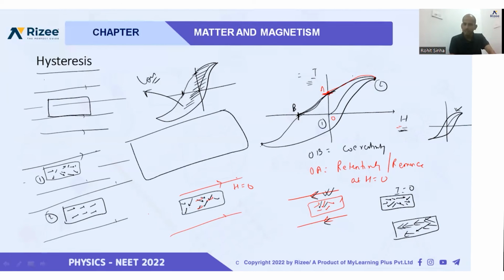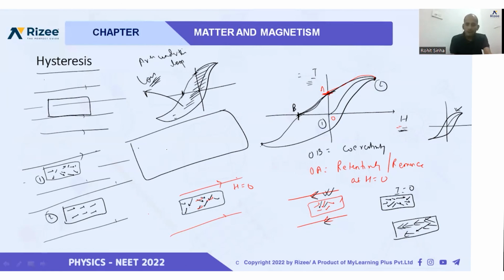So this is our hysteresis concept, and you should remember two points here. I have explained all those points. One point you can see here: the area under this loop shows the losses.